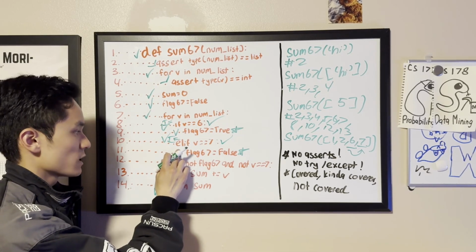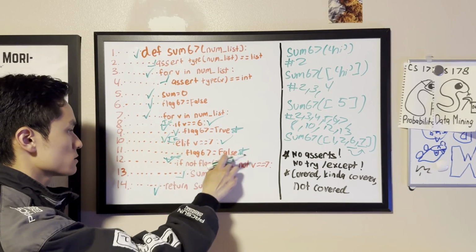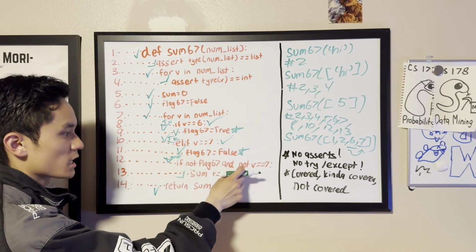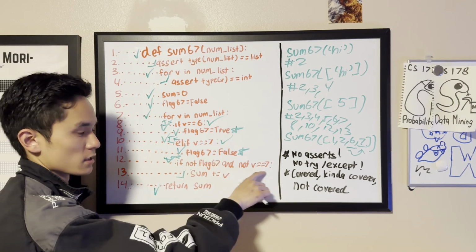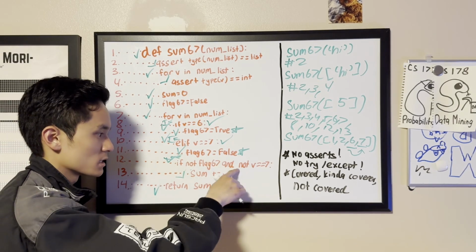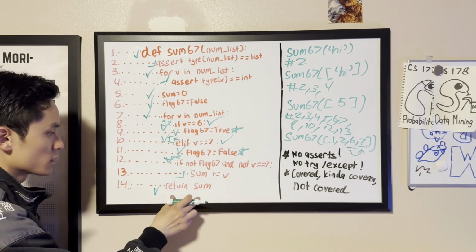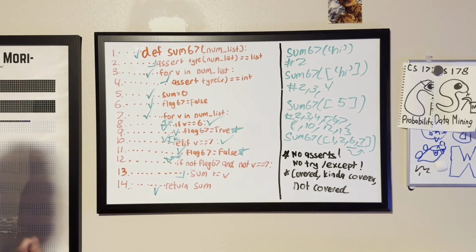Because we finally hit 7, flag67 is going to be set to false. This line of code actually runs. And now we're going to run this guy, which is going to be false. Because the value is 7, this wants it to be not 7. And because that's the end of our list, we're going to return it. And as you can see, that test case is done.